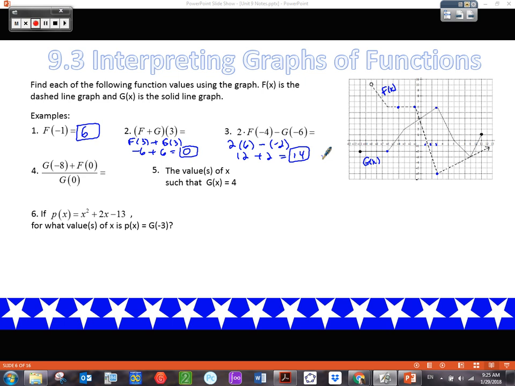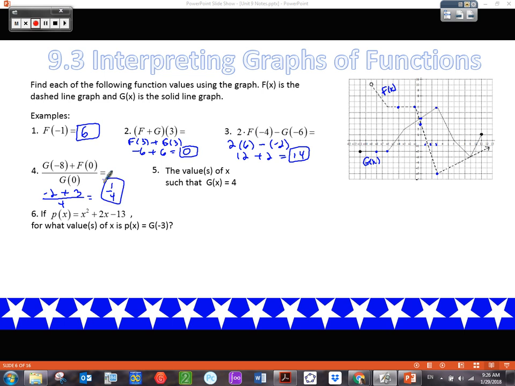Okay. All right, so on number 4, we have several things to do. I'm actually going to have to place the numbers in a quotient. So let's do g of -8. So here's g of -8. What is that, a -2? And then we have f of 0. That would be 3 all over g of 0. So the solid line at 0 would be at 4. So we do those computations and we get 1/4.